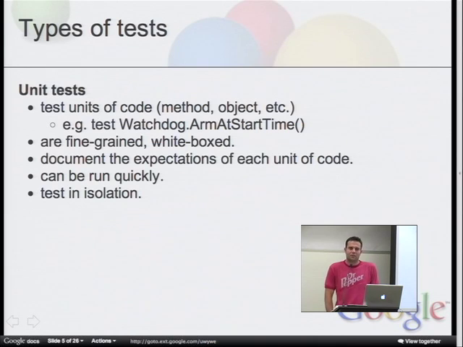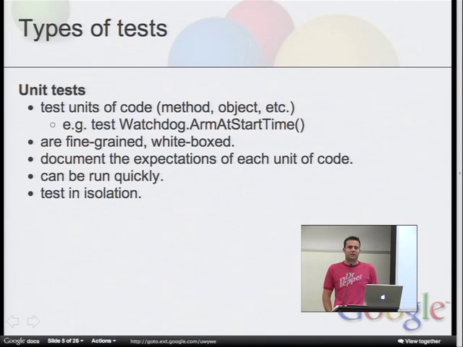There are three main types of tests, and I'm going to start with unit tests. These are our lowest level tests. They test units of the code, so a method on an object, such as watchdog.arm at start time. So the unit test for that method would test all the logic paths in that method.